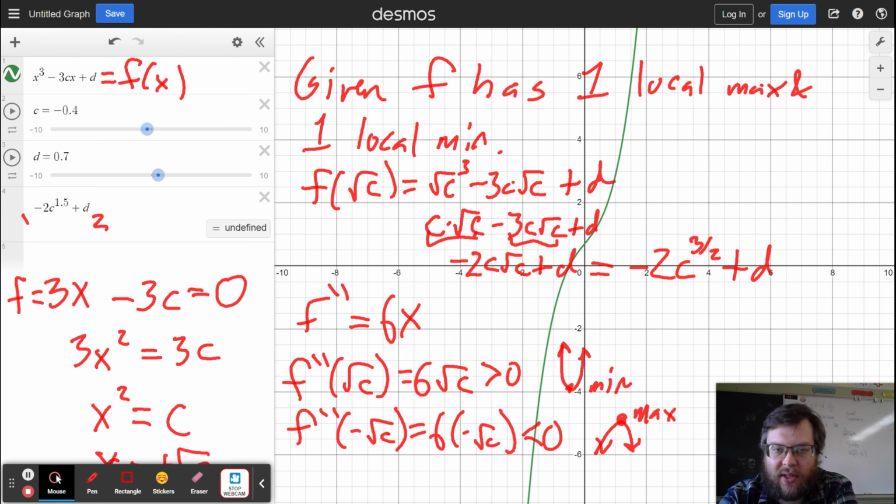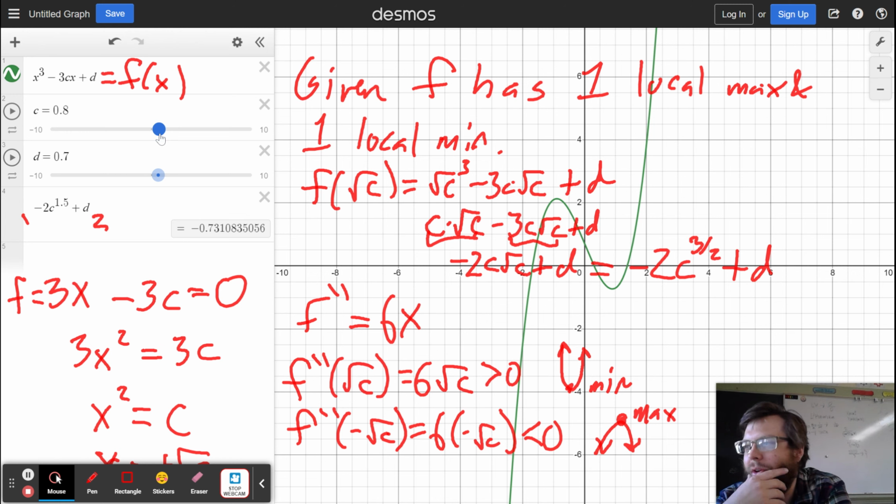Okay, so what else are we looking at? Now it asks us to think, hence, if c is positive, meaning we do have a local minimum and a local maximum, when will it have exactly one x-intercept, exactly two x-intercepts, and exactly three x-intercepts? And that depends on the value of d.